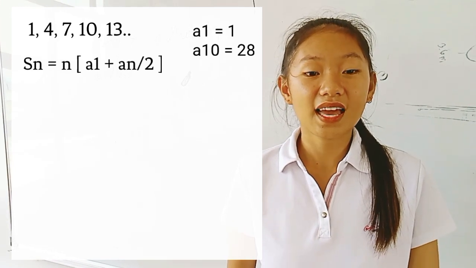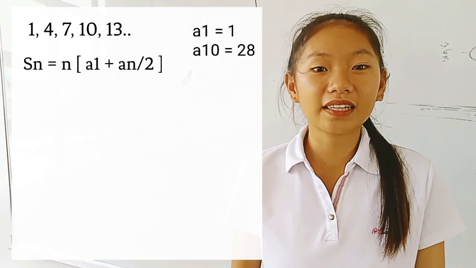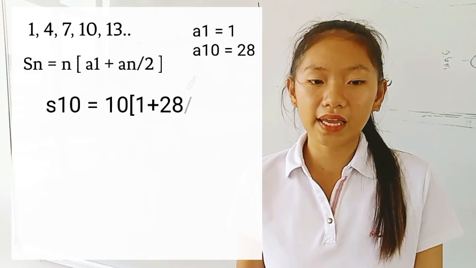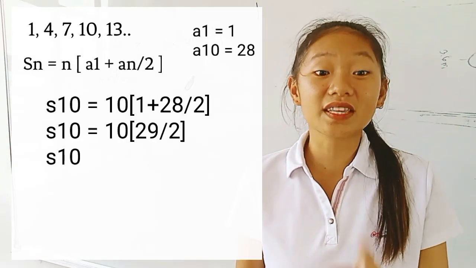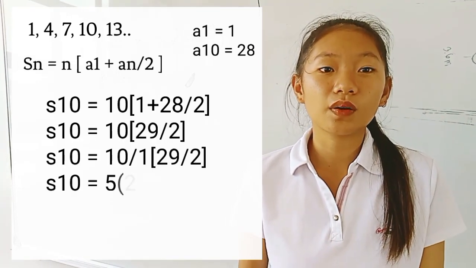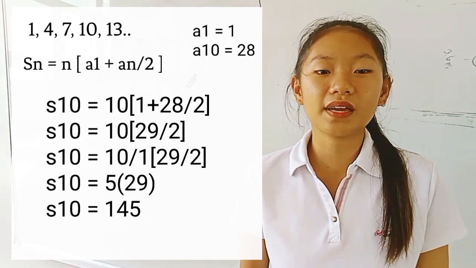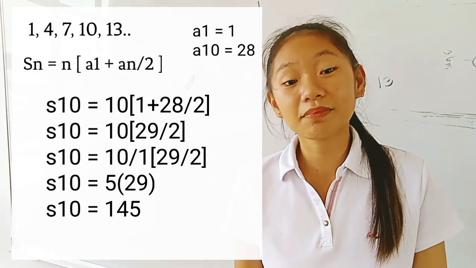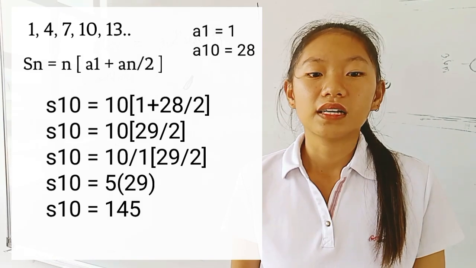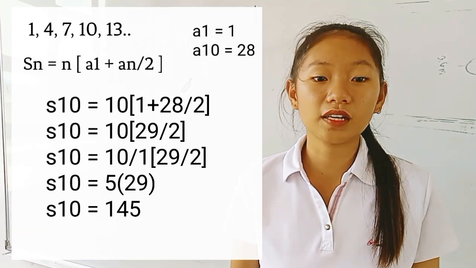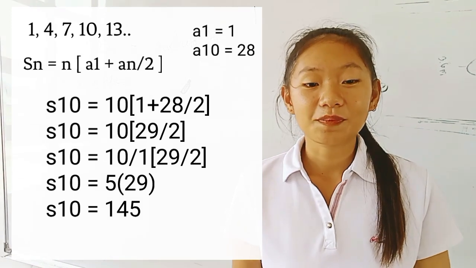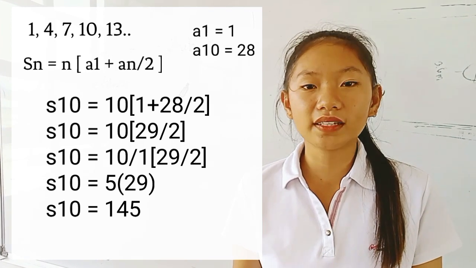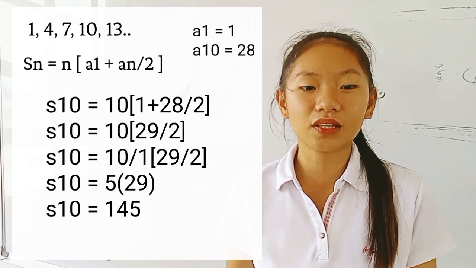Next is S sub n, which is the 10th term. So this is a sub n, or a sub 10, and n is also 10. So a sub 1, which is 1, plus a sub n, which is 28, divided by 2. Next, S sub 10 equals 10 times 1 plus 28, divided by 2. Next, bring down the 10, then 28 plus 1 would be 29, divided by 2.